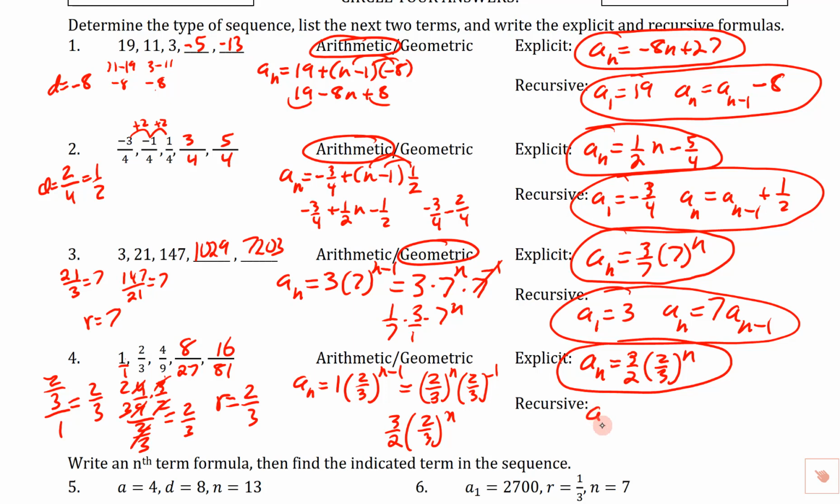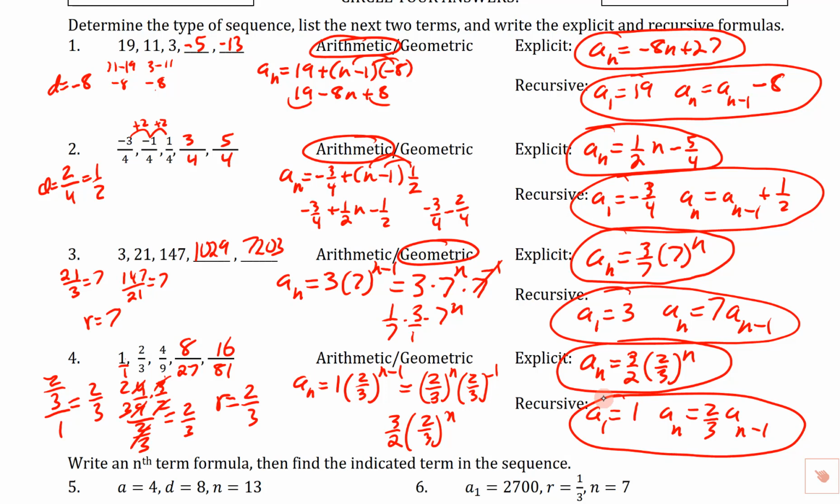Now we're going to write down the recursive one. Whoops, the recursive one starts off with a 1, and then to get to the next term, we take the common ratio of 2/3 and we multiply it by the previous term. So there's our formula right there for the recursively defined one.